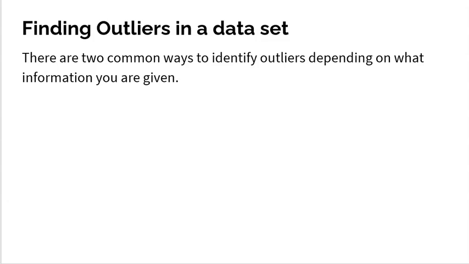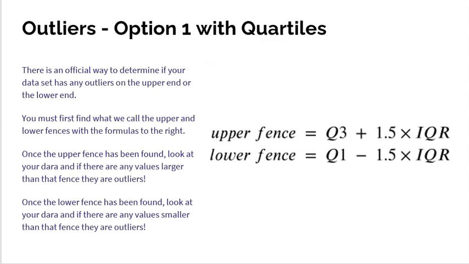One of them is like the official way. The other one is a good way of doing it as well. But it really all depends on what data is in front of you and what is given to you. The first method I call the fence method, and it uses the quartiles. So if what you are given in a problem is the quartiles, Q3 and Q1, then this method is going to be top notch.